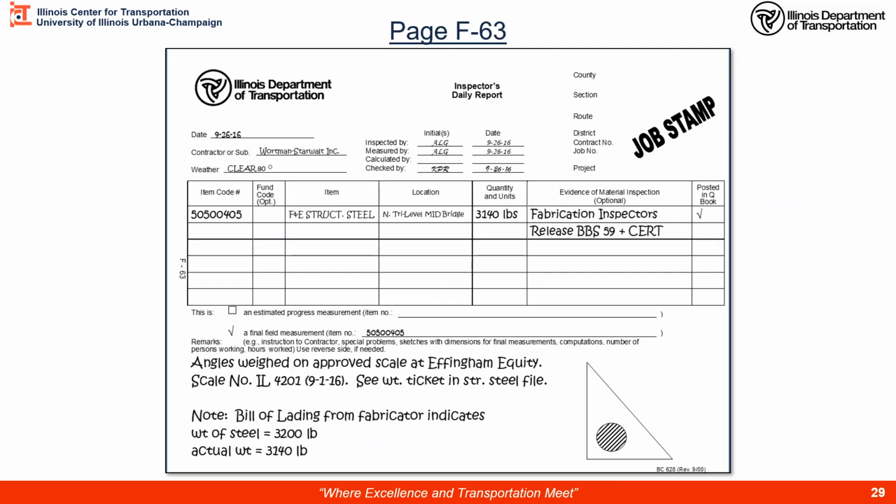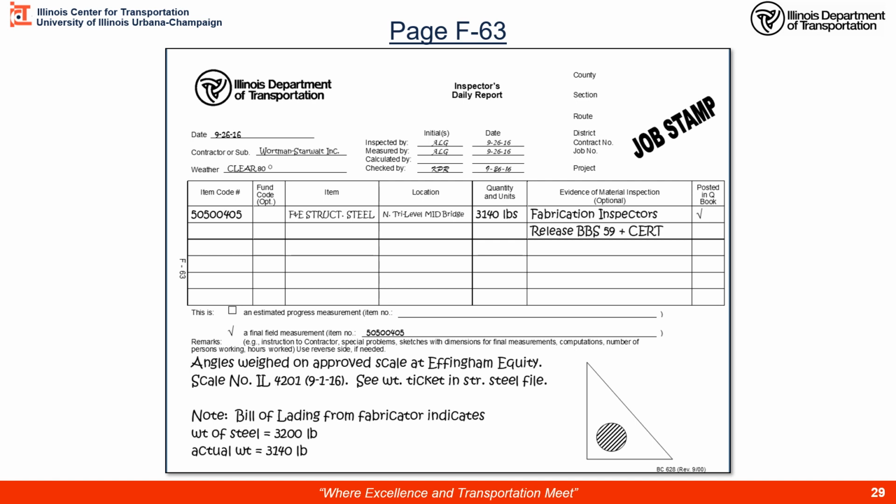Okay, let's move on to documentation page F63, where we're going to cover another pound item, which is fabricated steel. So in this case, we have some angle irons being provided to a job. The resident drew out what it was. There's an angle that may be eventually welded onto the bridge or as a stiffener or whatever. There's a hole cut out.